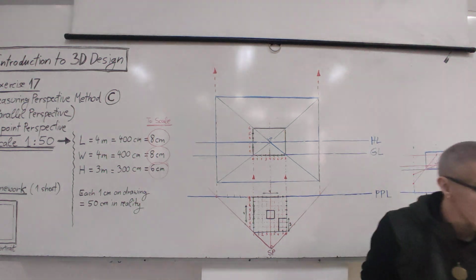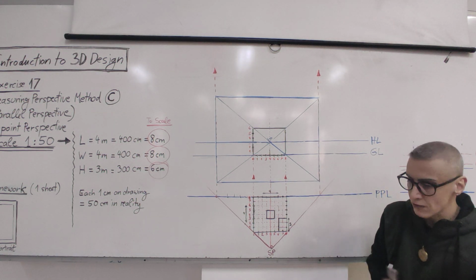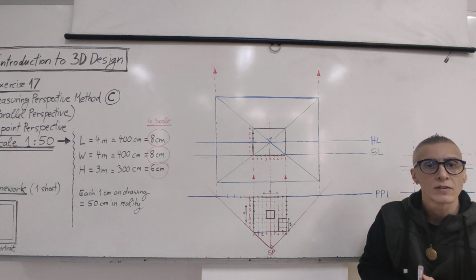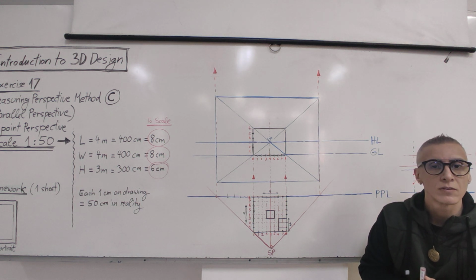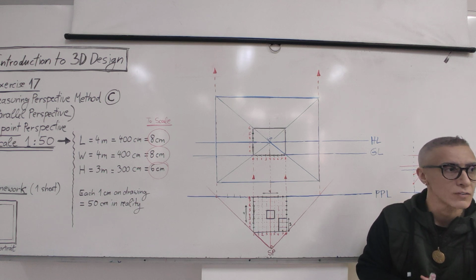We always draw the main construction first. So for example, I will not continue until it's silent in the class.